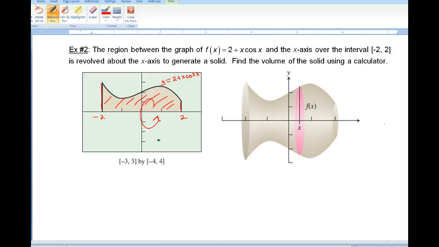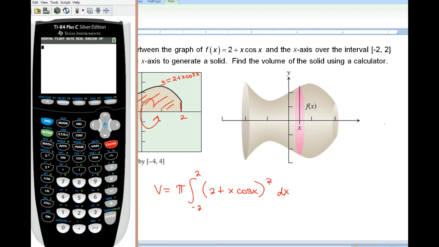So how would we figure out the volume? Well, the volume's going to be, I always like to put the pi outside, so it's pi times the integral from -2 to 2 of 2 plus x cosine x, and the whole thing is squared. Now this is a calculator problem. I want you to just do math 9.